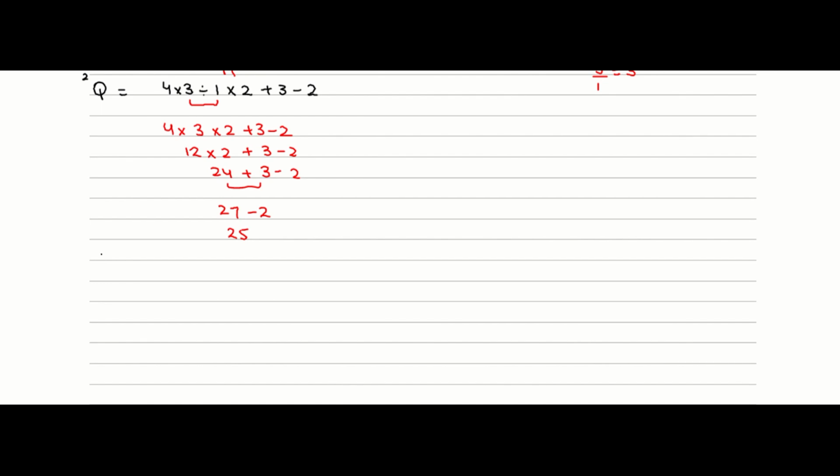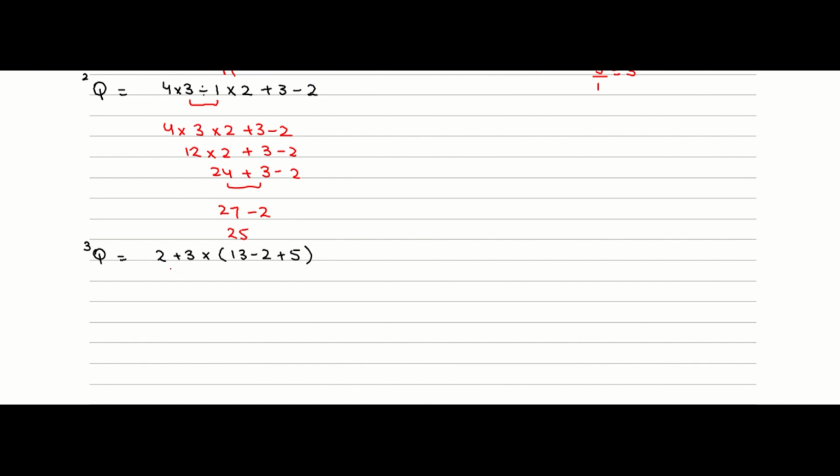Question number 3. Question number 3 is 2 plus 3 times, bracket, 13 minus 2 plus 5, bracket close. We have brackets here, so we have to solve the brackets first, and in the brackets we will also see which operation to perform first. In the brackets we have an addition sign, and here we have an addition sign as well. So it's better if we arrange it.